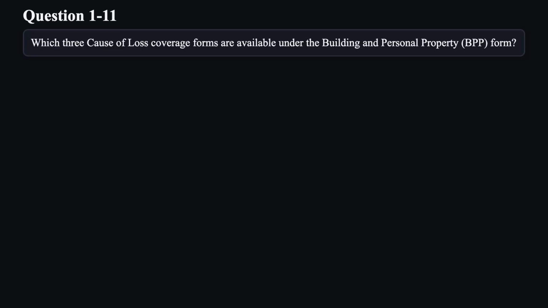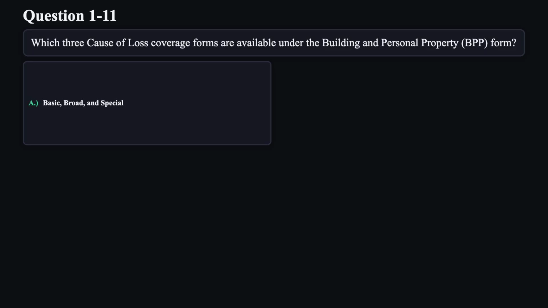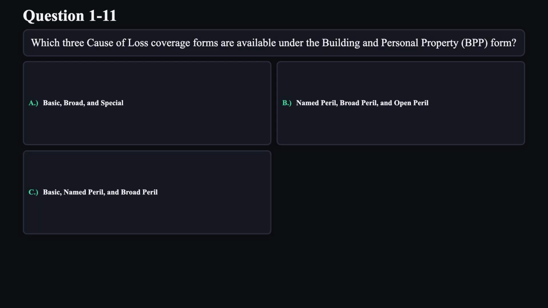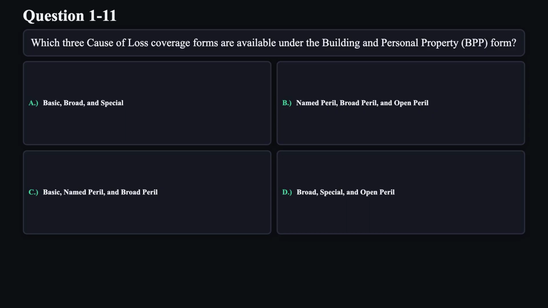Question 11. Which 3 cause of loss coverage forms are available under the Building and Personal Property BPP form? A. Basic, broad, and special. B. Named peril, broad peril, and open peril. C. Basic, named peril, and broad peril. D. Broad, special, and open peril.